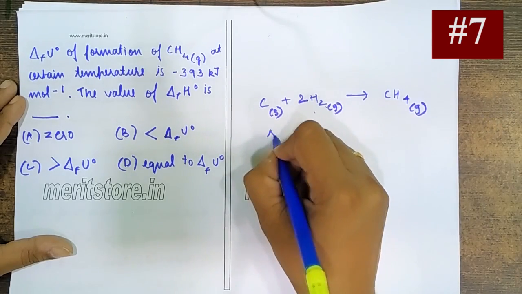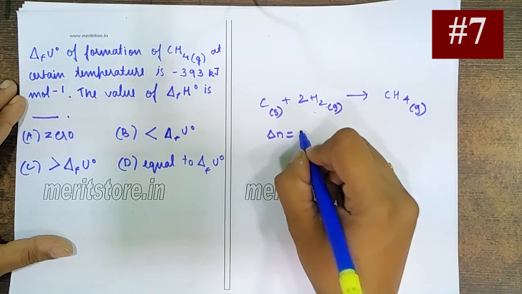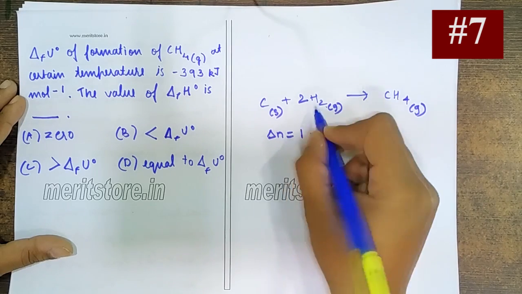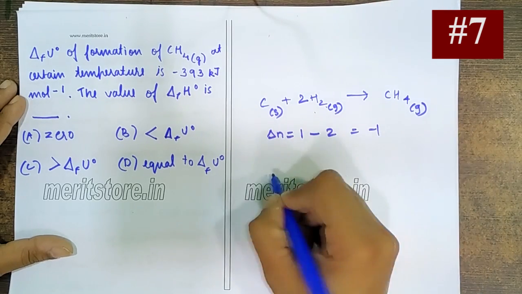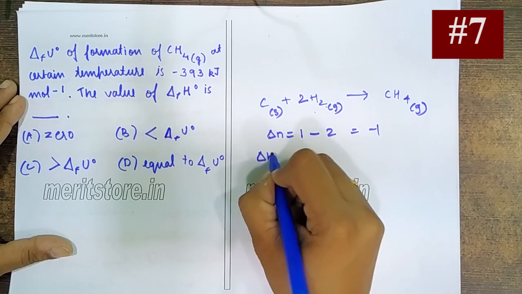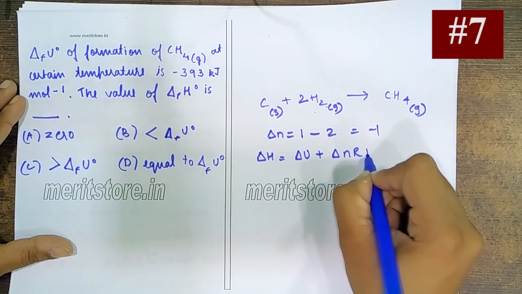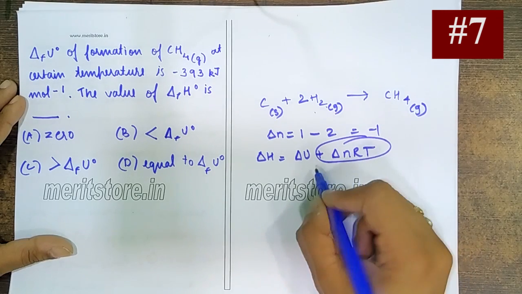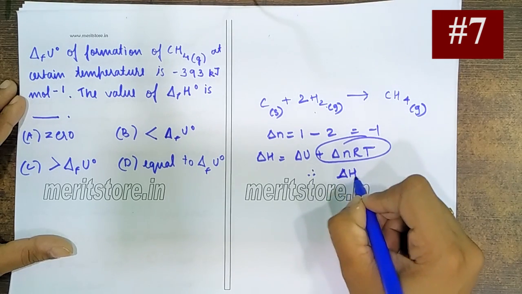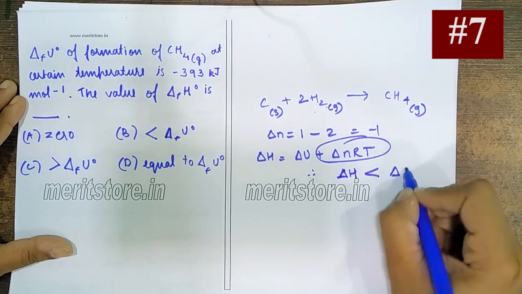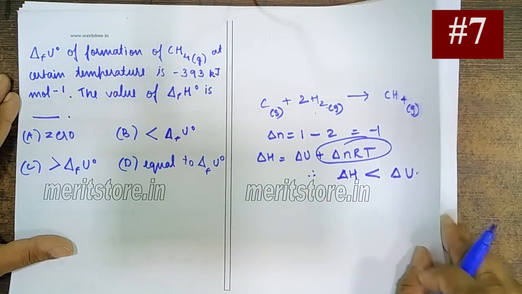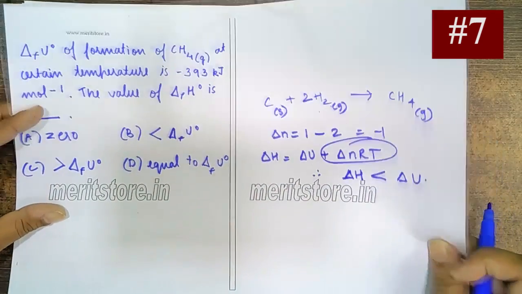So delta n, if we calculate: product is 1 gaseous mole, minus reactant is 2, so this will be minus 1. We have a formula delta H is equal to delta U plus delta nRT, but this term is going to be negative, so obviously delta H is less than delta U. Therefore our option is option C.